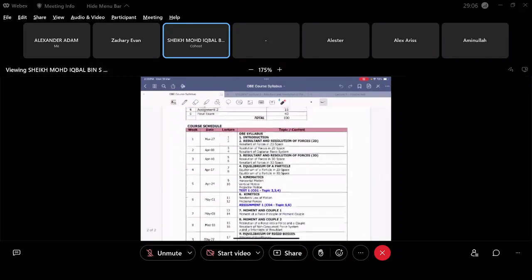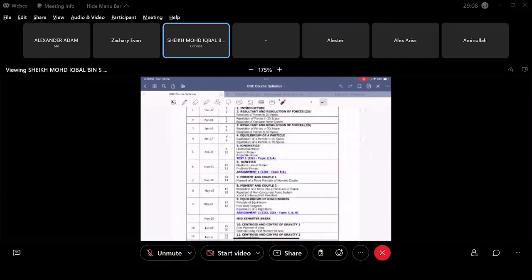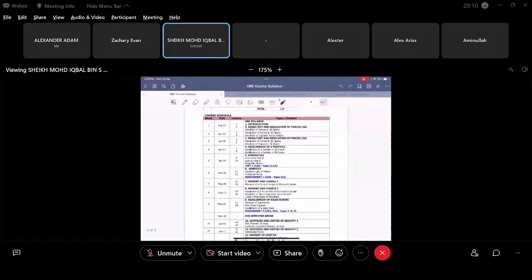So this is the course schedule for this course. You can see today is the first week, March 27th. The topic that we'll be learning is I'm going to be explaining the OBE syllabus, the introduction, and we're going to learn part of chapter 2, which is resultant and resolution of forces. In here you can see where we will be having our test. Week 5 we will be having our test 1, which will cover topic 2, topic 3, and topic 4. So basically test 1 is this one.